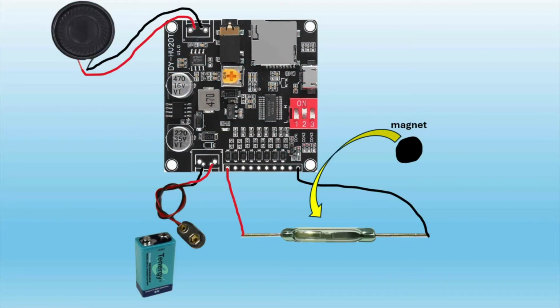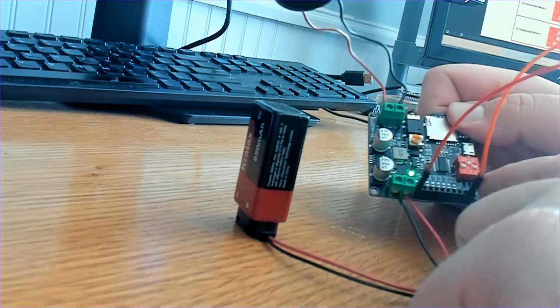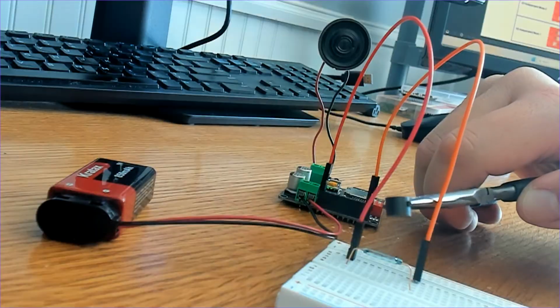Now we use a reed switch as our trigger. That's a type of electromagnetic switch that operates based on the presence of a magnetic field. And when the magnet comes close to the switch, the magnetic field's force makes the metal reeds come together and closes the circuit. Just like this.